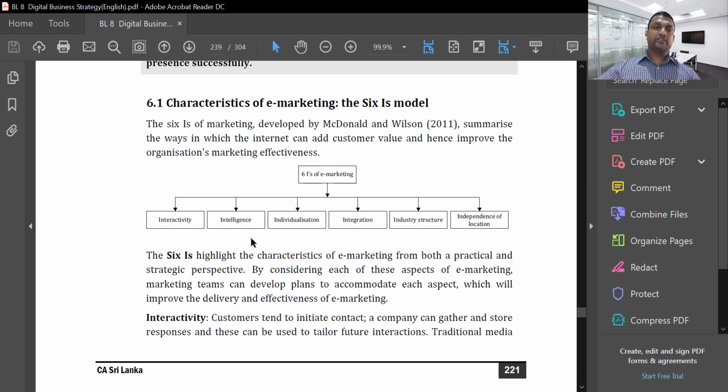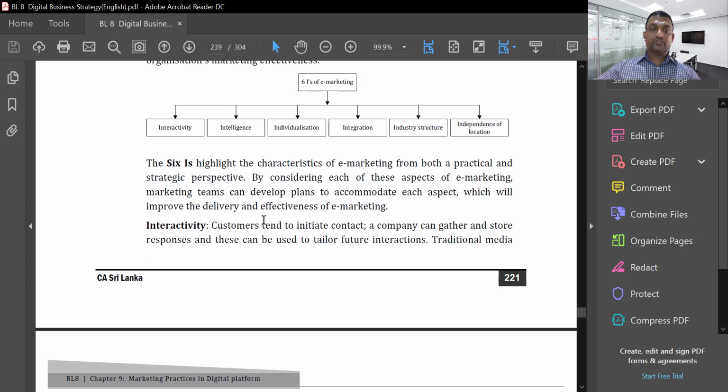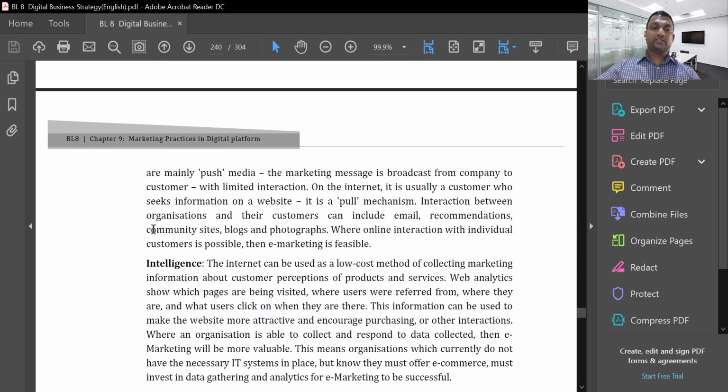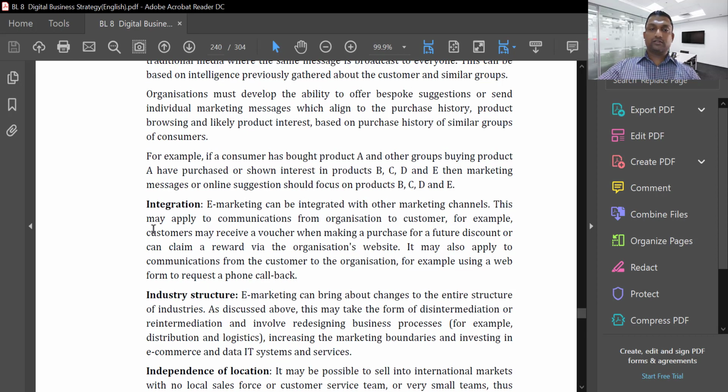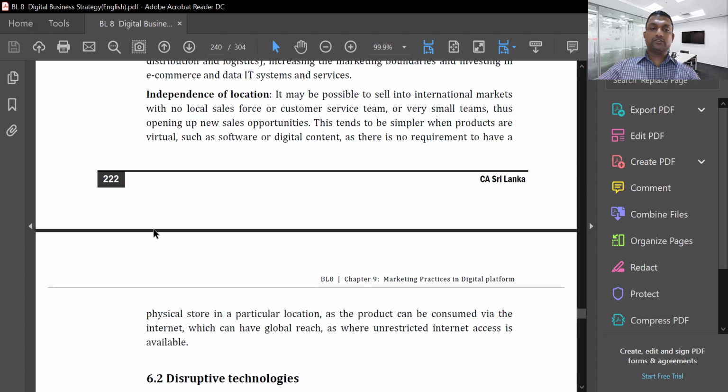So you can see here the characteristics of e-marketing, the 6 I's model. So there are 6 I's: interactivity, intelligence, individualization, integration, industry structure, independence of location. So these are the 6 aspects, or 6 I's, of e-marketing, which were developed by McDonald and Wilson in 2011. So this is how it's summarized. There is an explanation given for each of the characteristics separately, so you can get a separate idea by reading through this.